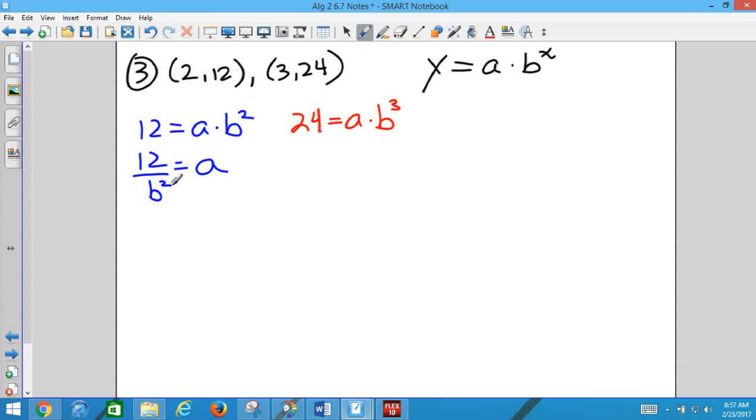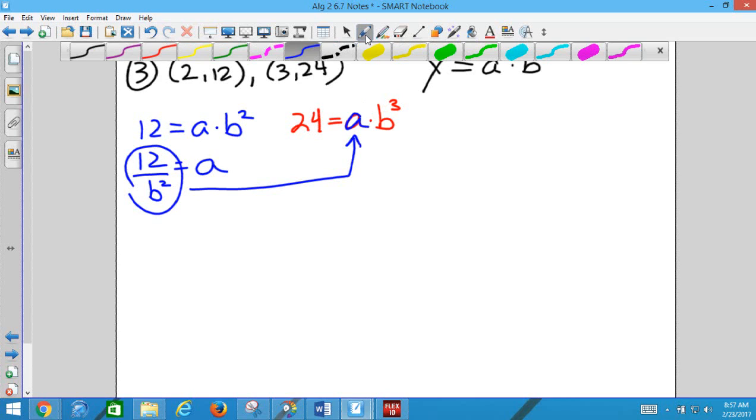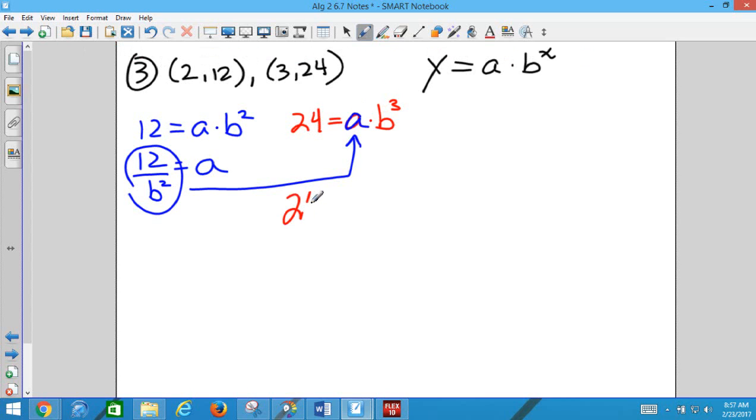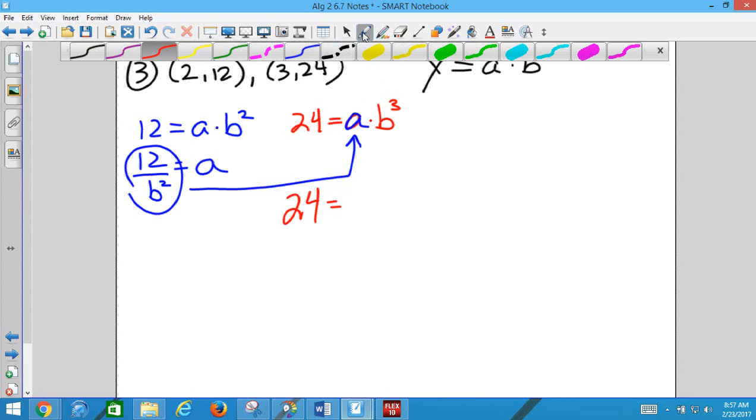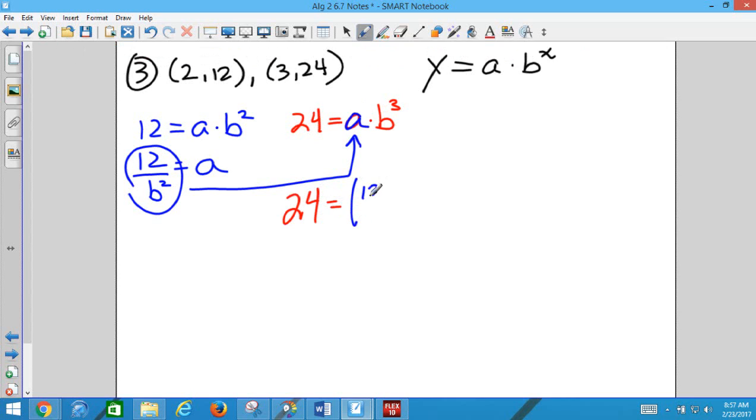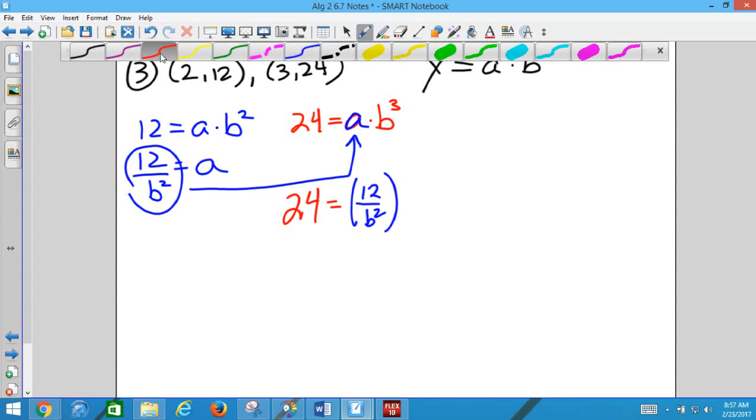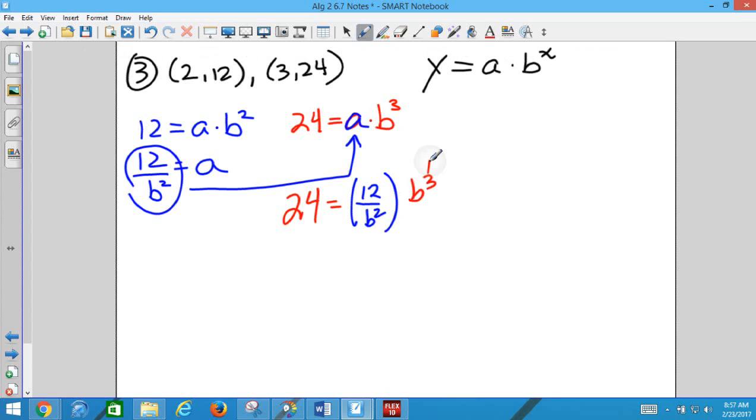So once you have what a equals, put it in for a in the other equation. Substitute. 24 equals 12 over b squared times b to the third.